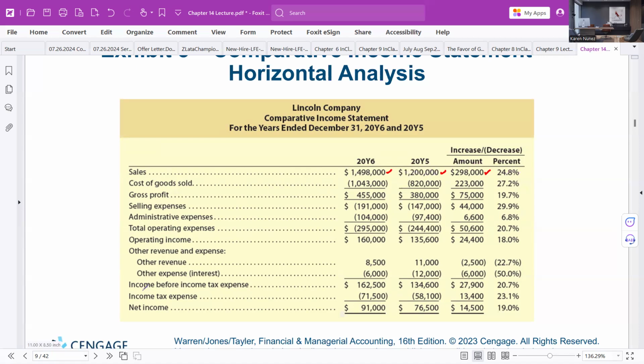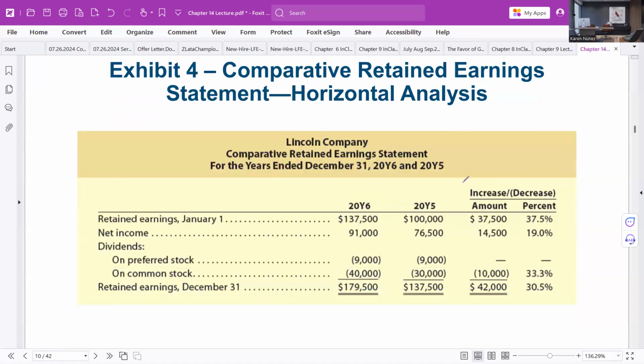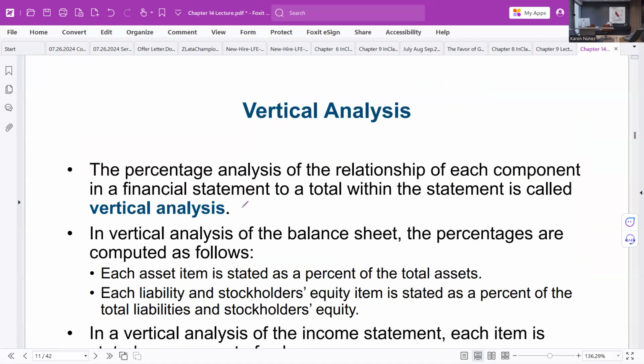So we could do it for the balance sheet, the income statement, the statement of retained earnings. We're just looking at changes in numbers over time. And that's what a horizontal analysis does. We're looking at numbers across time.